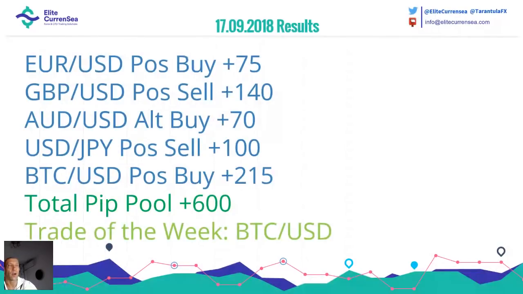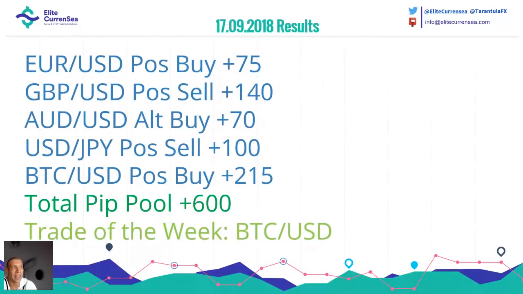So let's follow with the results from the previous week, 17th of September 2018. This is the result. The Euro dollar positional trade was good for possibly 75 pips. GBP dollar trade possibly 140. The Australian dollar 70. Dollar yen 100 pips. The BTC dollar 215. Total pip pool was 600. The trade of the week, the Bitcoin dollar.